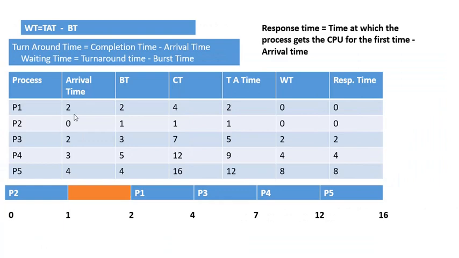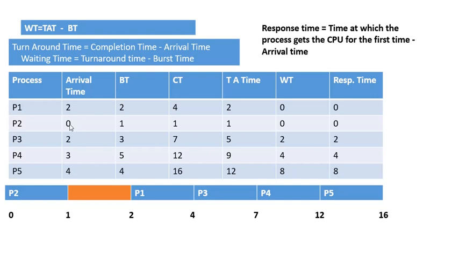But over here, you can see the arrival times are 2, 0, 2, 3, and 4. So there are 5 processes P1, P2, P3, P4, and P5, but we cannot directly use P1 or directly put P1 first. Why? Because the process time will start from 0. At the second unit of time, P1 is not there. So first, which one? The lesser arrival time, that is 0.